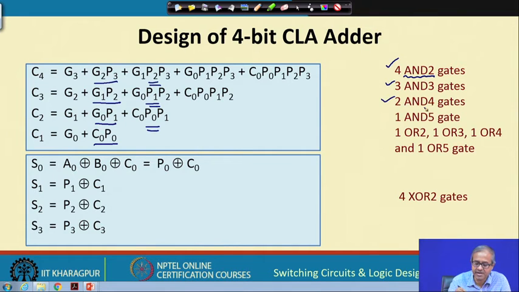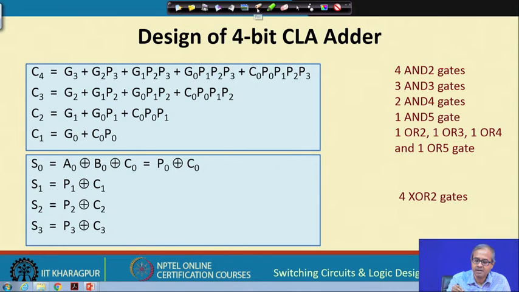2 4-input AND gates, one is here, one is here, and 1 5-input AND gate, it is here. Similarly, to do these OR operations, you need 1 2-input OR for C1, 1 3-input OR for C2, 1 4-input OR for C3 and 1 5-input OR for C4. And for the sum you need 4 2-input XORs.